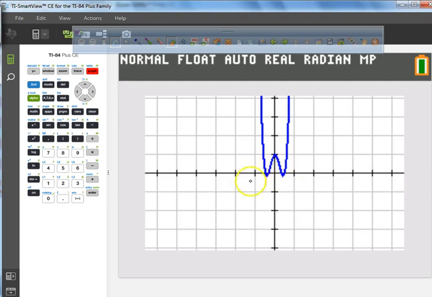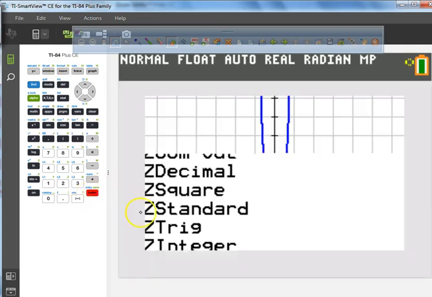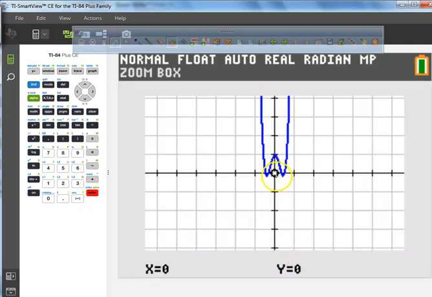Even though we've zoomed it in, it's still kind of hard to see. So what I want you guys to do, once you see this picture, is hit zoom. I want to make sure you know how to use the zoom box, because this is kind of helpful. All right? So choose number 1 and press enter. You're going to see a little cursor blinking. Okay? What we're going to do is move that cursor to the left.